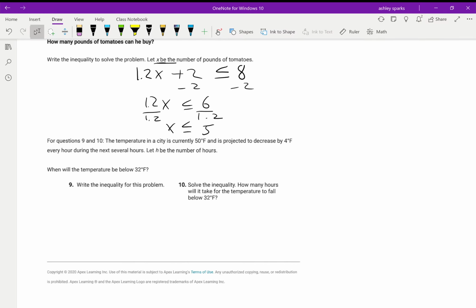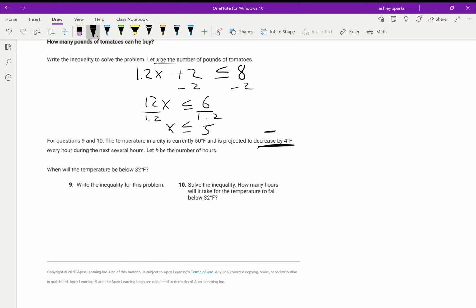Okay. So our next one, it says that the temperature of a city is 50 degrees Fahrenheit. It's projected to decrease. Okay. That's something that I would highlight here because decrease means I'm going down. I'm moving in a negative direction. So it's probably important. By 4 degrees every hour for the next several hours.